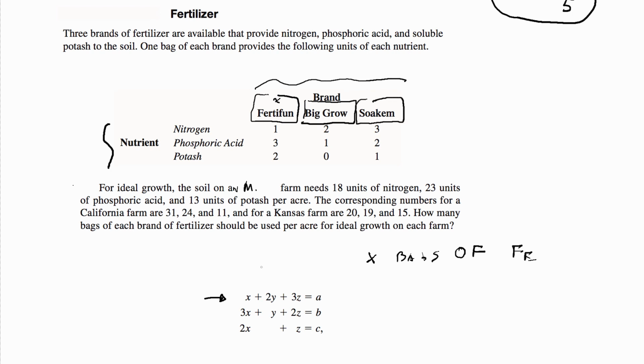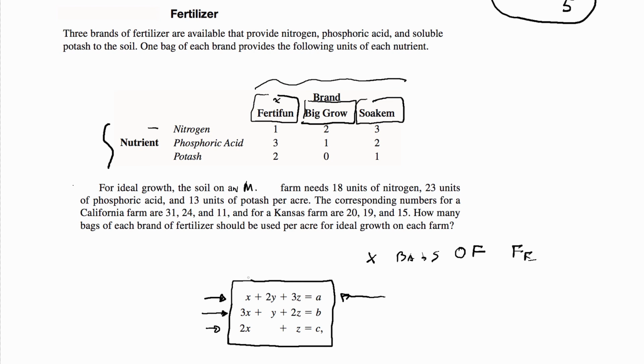So look what happens. How much nitrogen do we get? We take 1 times the number of bags. This is the nitrogen equation: 1 times X plus 2 times the number of bags of the big grow plus 3 times the number of bags of that, and you get A. Similarly, you get the equation for the phosphoric acid and for the potash. Look at that: we have a nice system of equations.